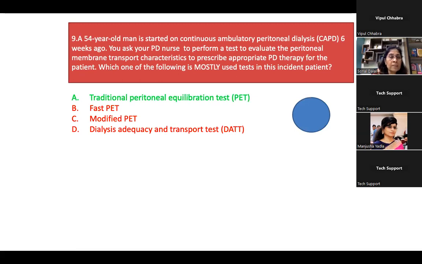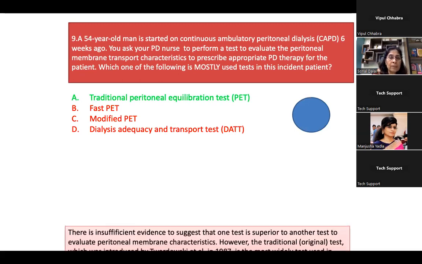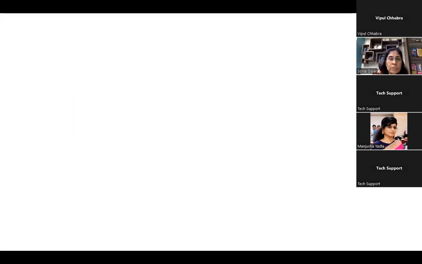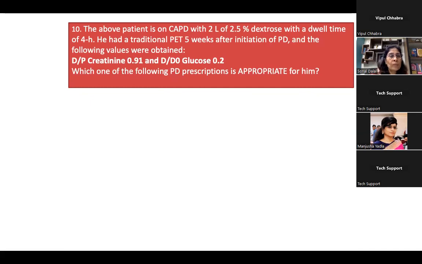The correct answer is traditional peritoneal equilibration test. Basically, there is not much evidence to suggest that one test is superior over the other, but traditionally, the test which was introduced by Twardowski in 1987 is the most widely used, and it requires 2 to 4 hours and is much better compared to the others. So this is the most recommended test.